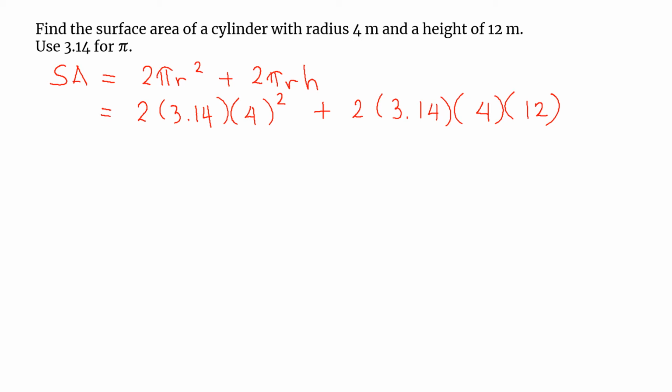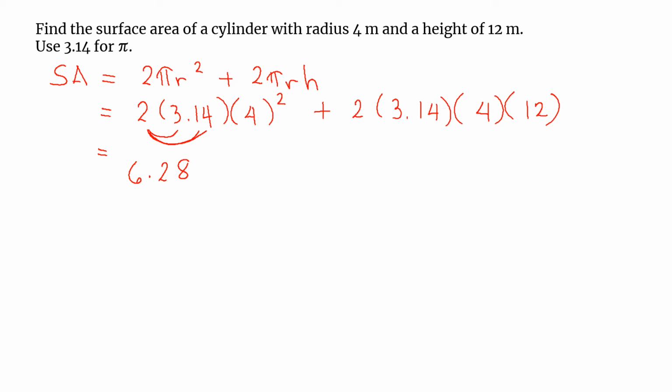So in here, pwede nating i-compute muna yung 4 to the second power, o di kaya, if you wish, pwede nating isabay itong 2 times 3.14. So kunwari, kukunin natin yung 2 times 4, edi 8. Then 2 times 1 is 2. And 2 times 3 is 6. So meron tayong 6.28. Instead of 2 times 3.14, kinuha na natin yung kanyang product.